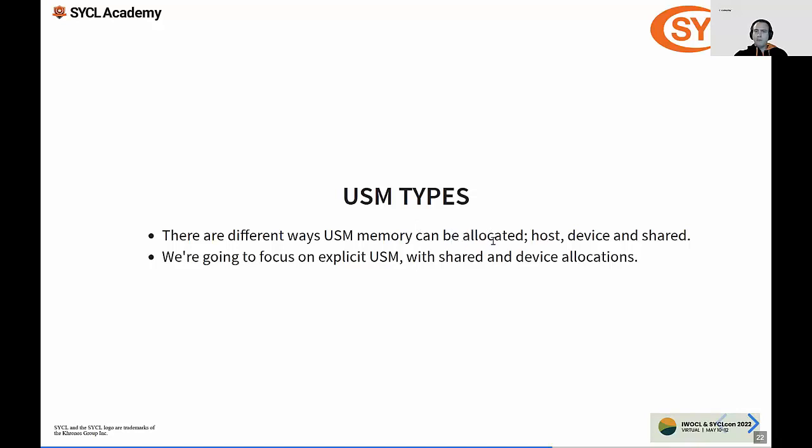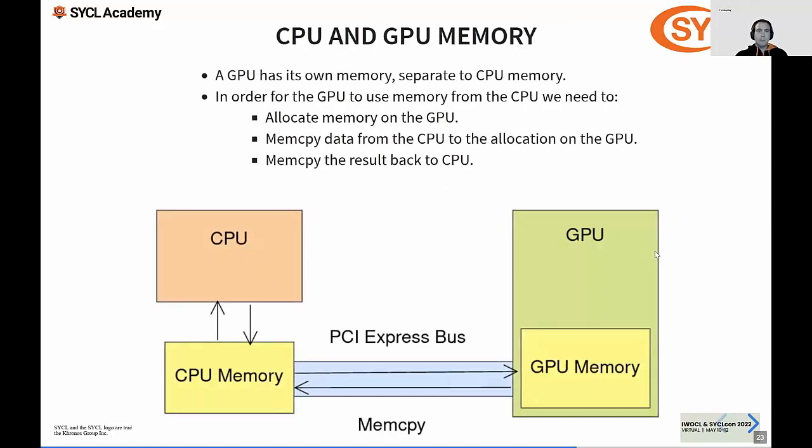You can perform different allocations. You can do a host, a device, or a shared memory allocation. This basically just means where the data will be allocated and where it's going to be accessible. We're going to focus on explicit USM here with shared and device allocations, but we'll discuss the others a little bit.